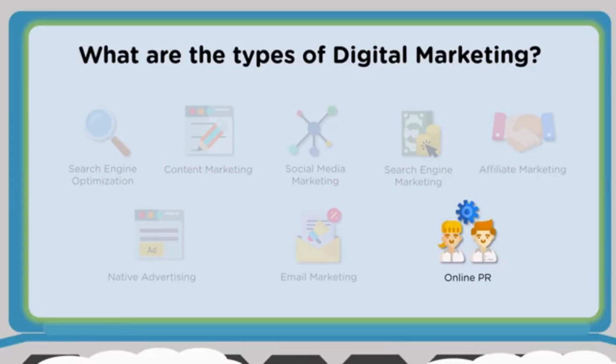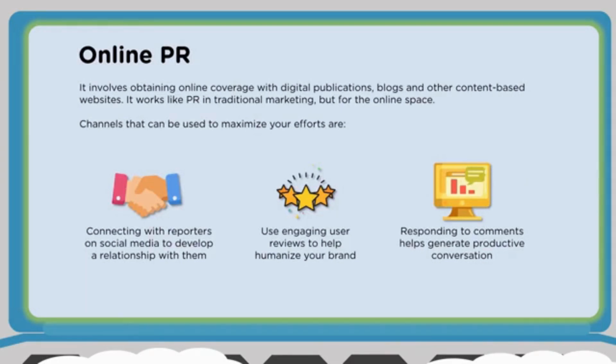Now, let's finish up with online PR or press releases. So we talked about SEO and social and search and affiliate and email marketing and content native advertising. Let's talk about online PR here, because with online PR, it really does involve working with digital publications or blogs or other content related websites. For example, content related websites could be digital newspaper sites like the New York Times.